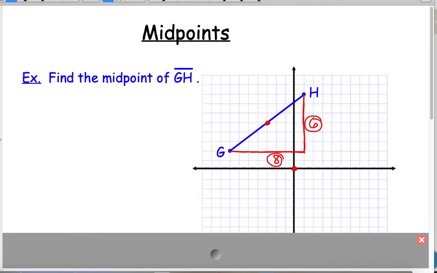So from 0, 0, you now have to forget about the 8, the 6, the 4, and the 3. Now just start from 0, 0 and get to this point. In the x direction, it's -1, -2, -3. And in the y direction, 1, 2, 3, 4, 5. So that was -3, 5. And so there's the midpoint.